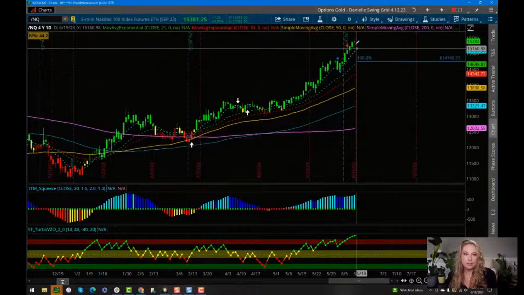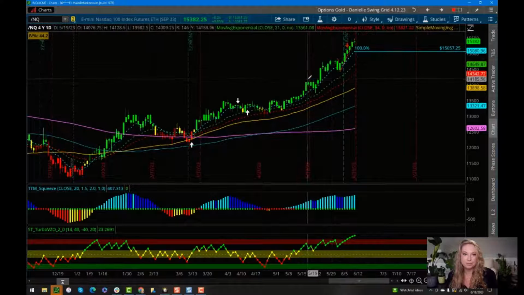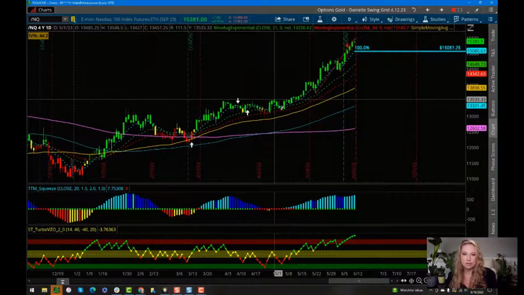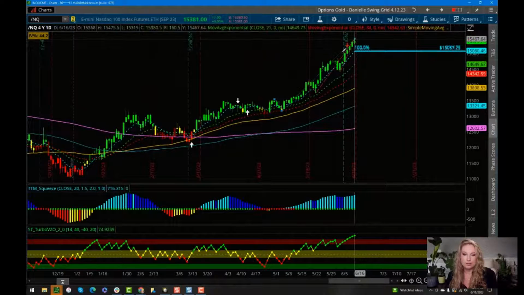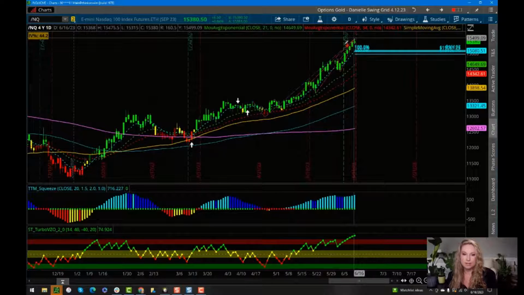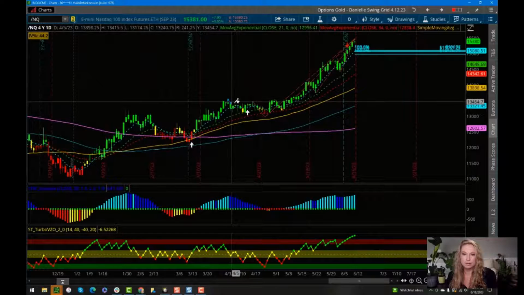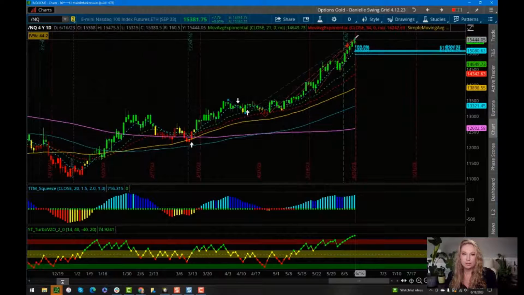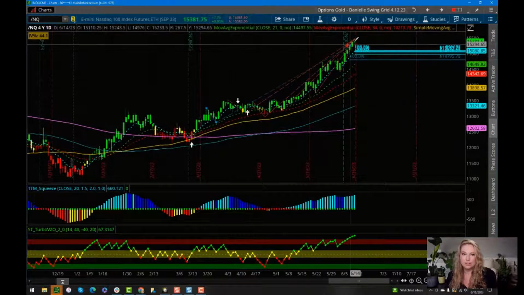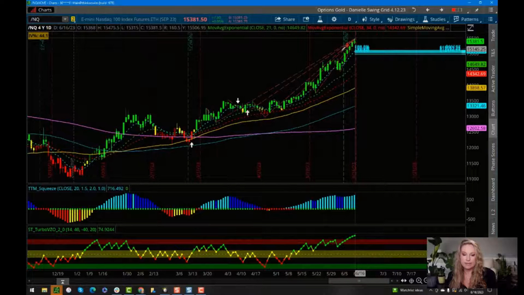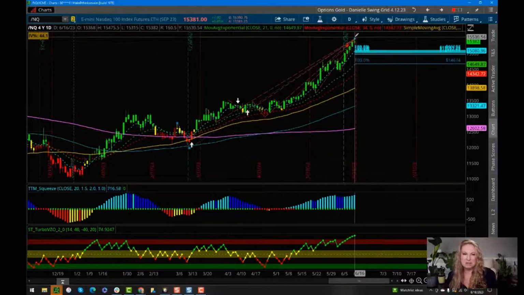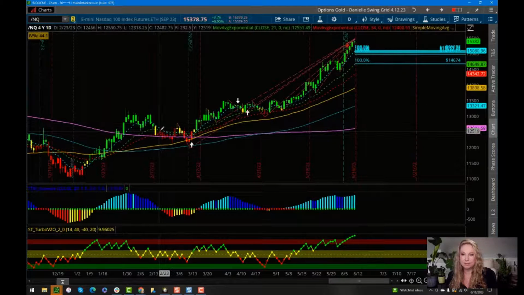So you're going to go 1, 2, 3. 1, 2, 3. So as you can see, even though it doesn't feel like there have been a lot of pullbacks, there's been some minor moves lower.